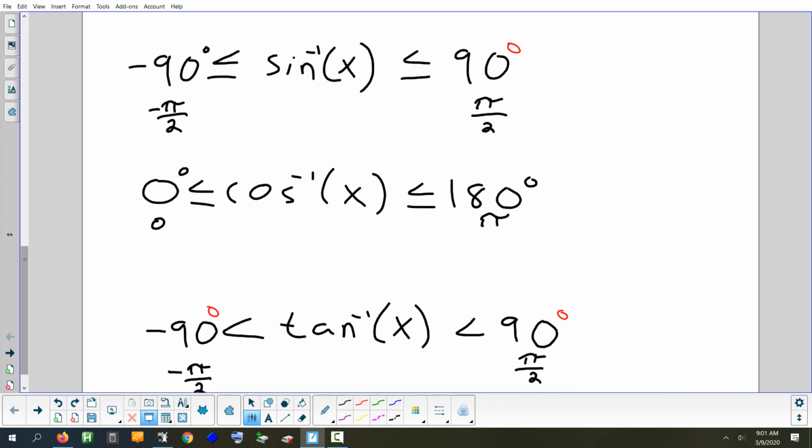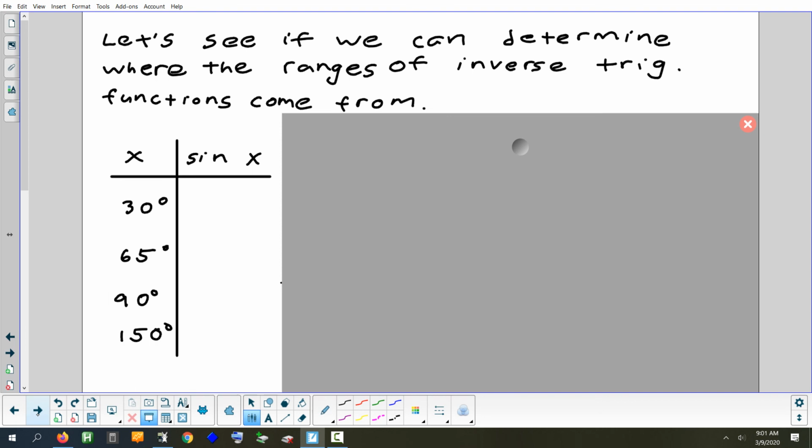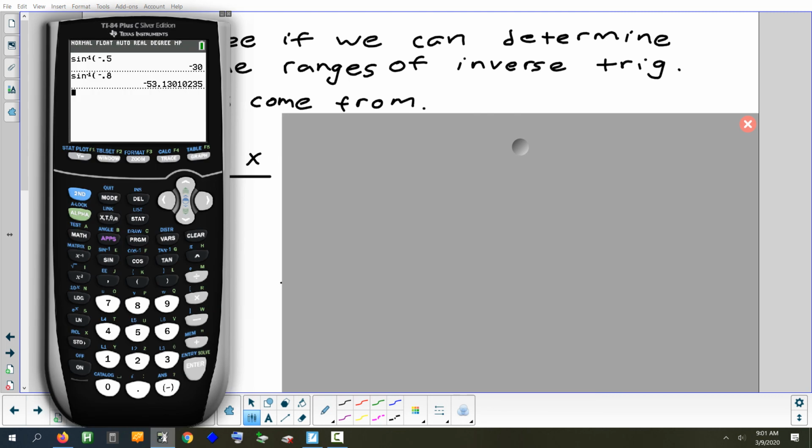Now, we're going to take a look at what happens if we didn't all agree on these. I'm going to show you an example right now. So let's see if we can figure out where some of those ranges that I just gave you come from, like the negative 90 to 90, the 0 to 180. So I've got a table. On the left, I've got an angle. On the right, I'm going to put the sine of that angle. So let's do 30. Let's take just the regular sine of 30, and the answer is 1/2.